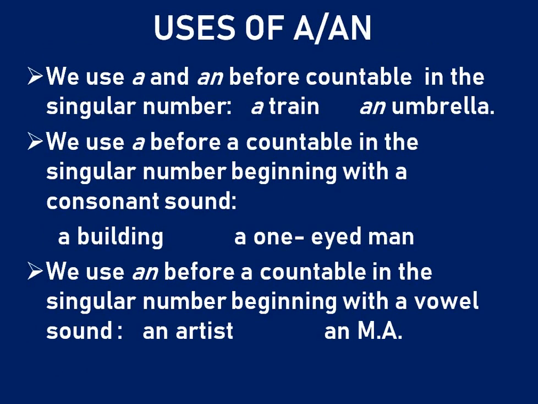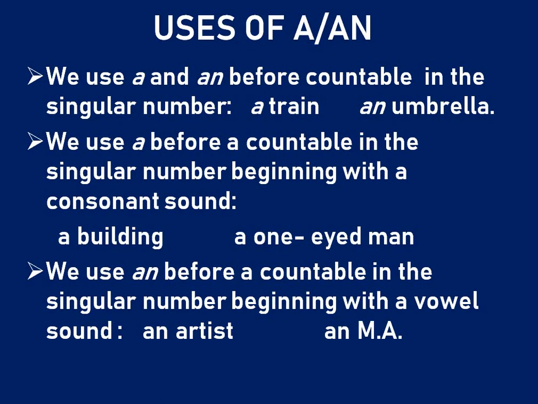Now uses of a and an. We use a and an before countables in the singular number, like a train, an umbrella. They are countable nouns. Now we use a before a countable in the singular number beginning with a consonant sound. Building, b is there, so consonant sound, so a will come. Another example, one-eyed man, the w sound is coming, so we will place the article a in front of one.